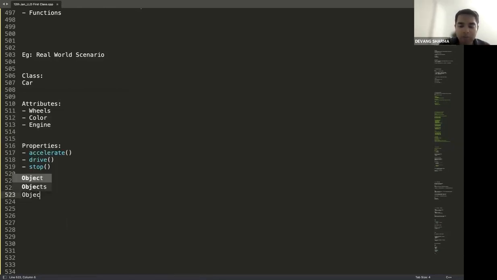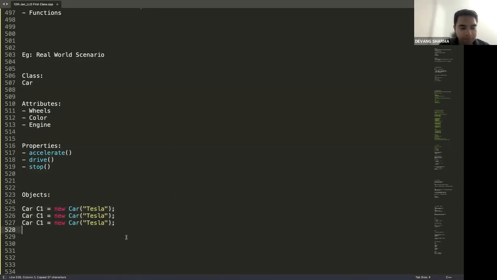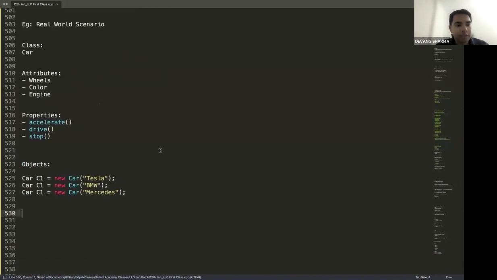And now if I talk about objects, let's say my objects can be, I can create car C1, different instances. So new car, I can instantiate different kinds of objects of the class. I can have a Tesla, I can have a Beamer, or I can have a Merc, whatever that is. This part clear to all? Real-world scenario to understand class.